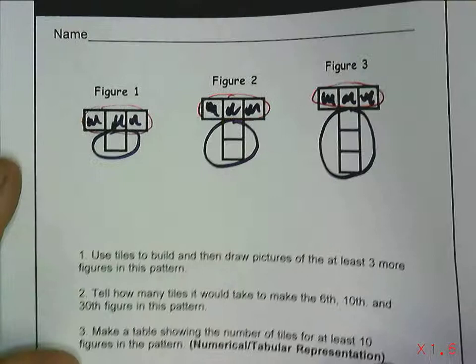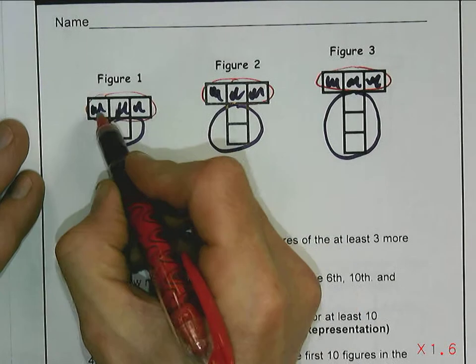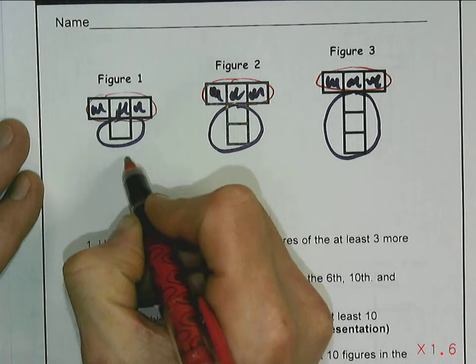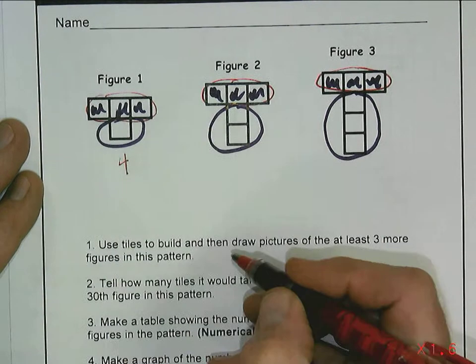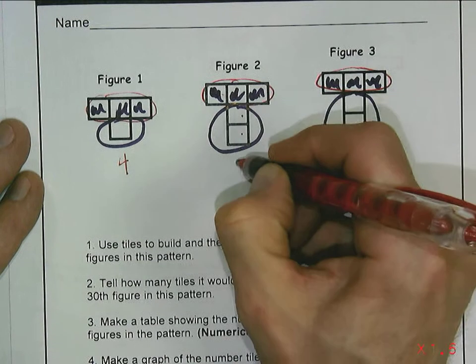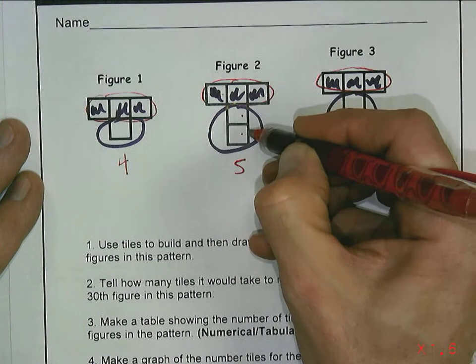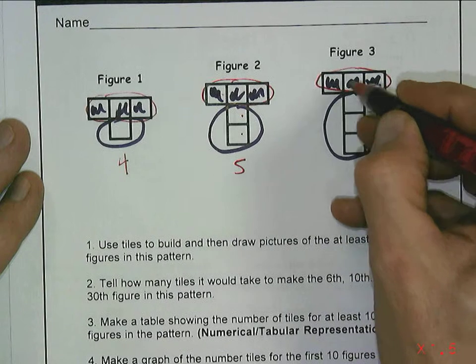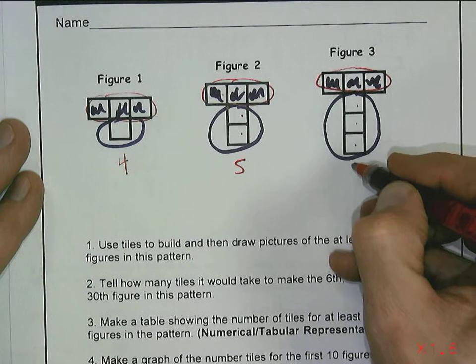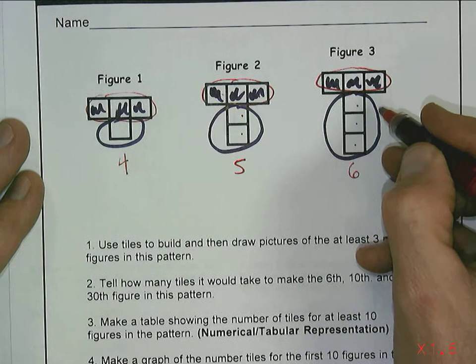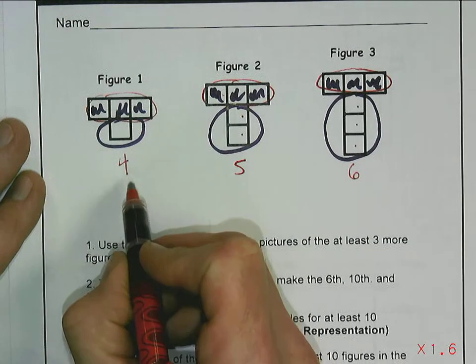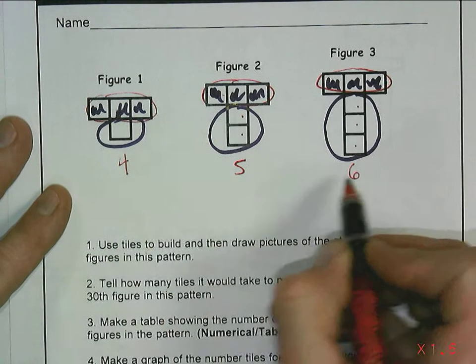So I'm going to go back to the original figure and just keep track. I had 1, 2, 3, 4 tiles in figure 1, 1, 2, 3, 4, 5 tiles in figure 2, and 1, 2, 3, 4, 5, 6 tiles in figure 3. So it's a fairly simple pattern where you can see it's just going up by 1 each time.